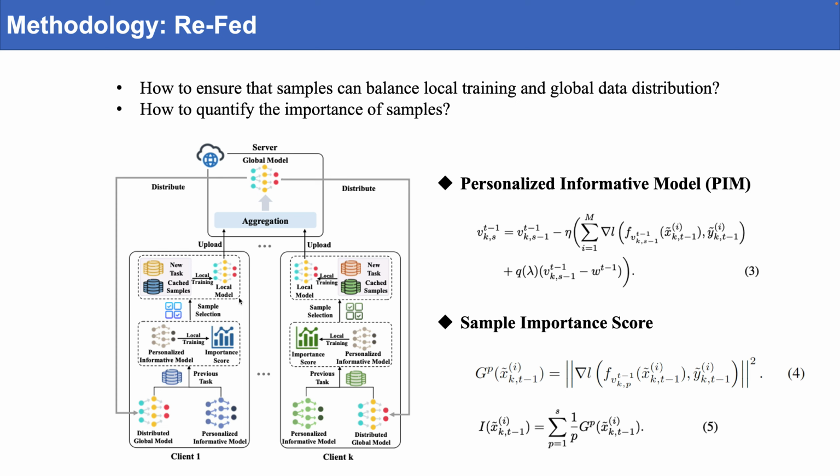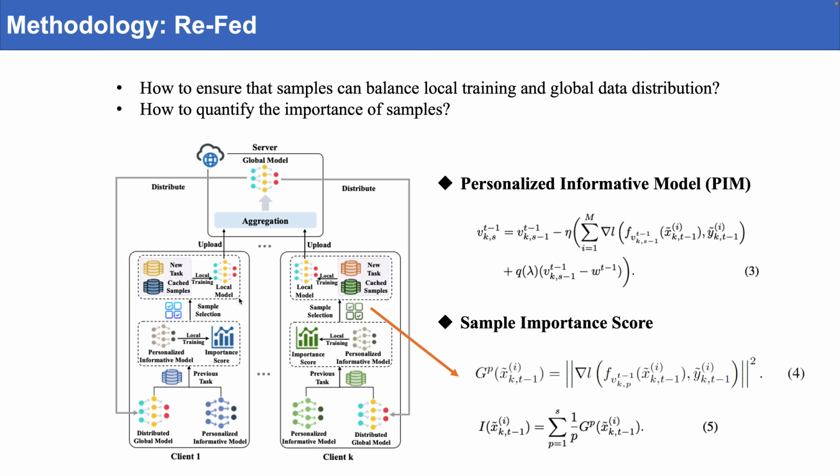This framework includes the following key components. The first one is a personalized informative model (PIM). Each client maintains a PIM that integrates local and global model updates. This model helps in calculating sample importance scores, which guide the selection of samples to be cached. The PIM is updated by equation 3.